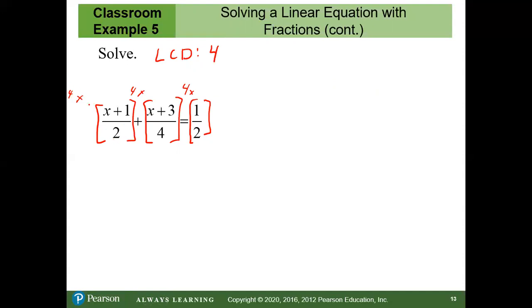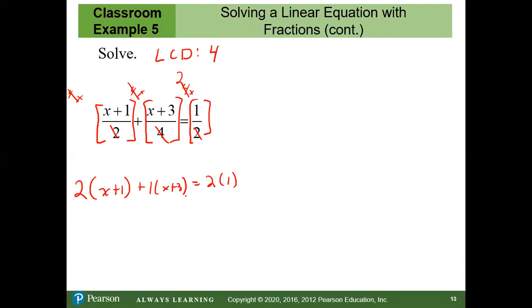You do not have to distribute this 4 into the x plus 1. You can say that 4 divided by 2 is 2. So 4 divided by 2 is 2, and then the x plus 1 is coming along for the ride. Over here in the second fraction, 4 divided by 4 is 1. So it's just a 1 here, and then the x plus 3 is coming along for the ride. And then over here in the third and final fraction, 4 divided by 2 is 2. So this is 2 times the 1 that's coming along for the ride.